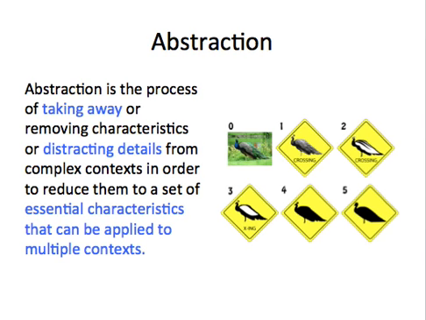Okay, so let's get down to the notion of abstraction then. Abstraction is the process of taking away or removing characteristics or distracting details from complex contexts in order to reduce them to a set of essential characteristics that can be applied to multiple contexts. What I've given you is a visual representation of the notion of abstraction, how we get from a real world picture of what looks like a pheasant, is it? And then we get to 5, a road sign, which tells you there's pheasants maybe crossing the road. That's the notion of abstraction.